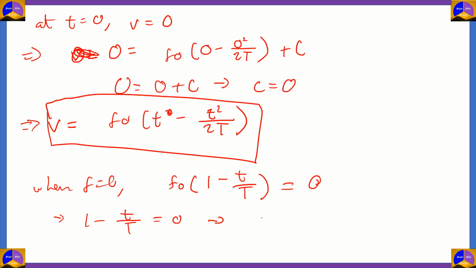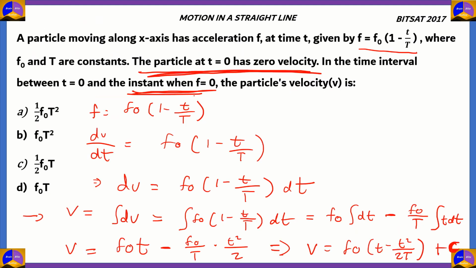You take minus t by capital T to the right hand side, you get 1 equals t divided by capital T. And when you take capital T to the left hand side and swap them, what we get is the relation t is equal to the constant capital T. So at f equals 0, when the acceleration is equal to 0, the time is the constant capital T. So now we know the instant when f equals 0, and we know the initial part of the time interval, that's t equals 0.